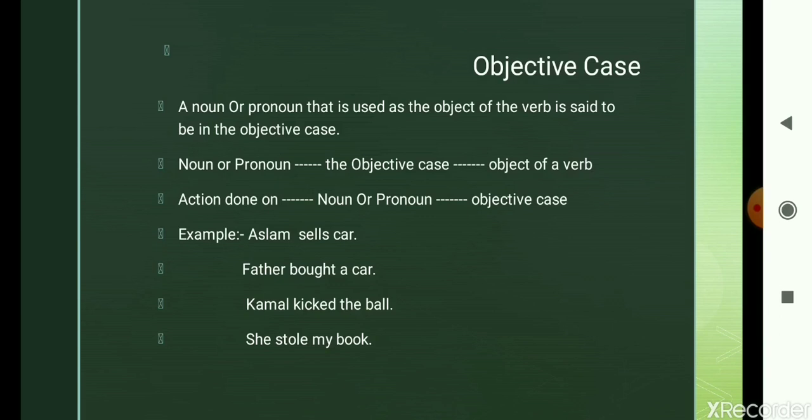Kamal kicked the ball. Kamal kicked what? Ball. So the words car and ball are the objects of these sentences. They tell us who or what received the action of the subjects. So in short, a noun or a pronoun that is used as the object of the verb is said to be in the objective case. In the last example, she stole my book. She stole what? My book. So over here, book will be your objective case. I hope it is clear to everyone.